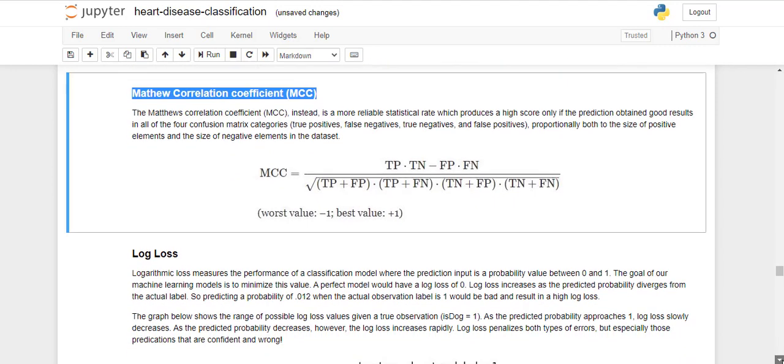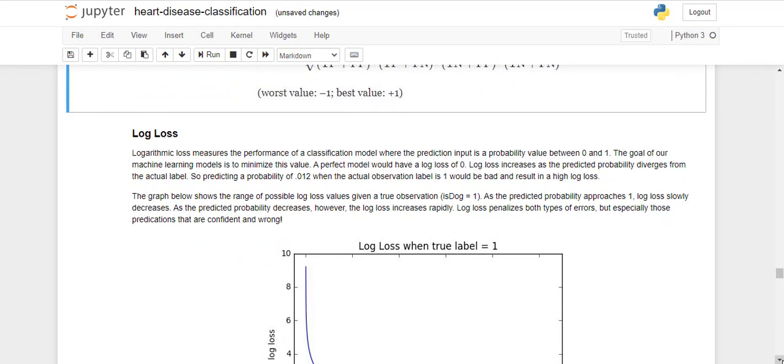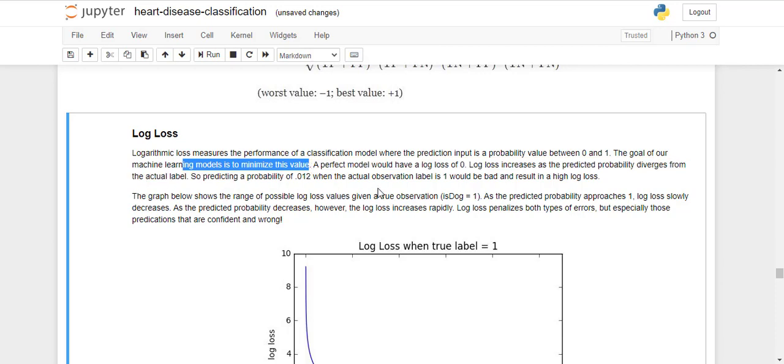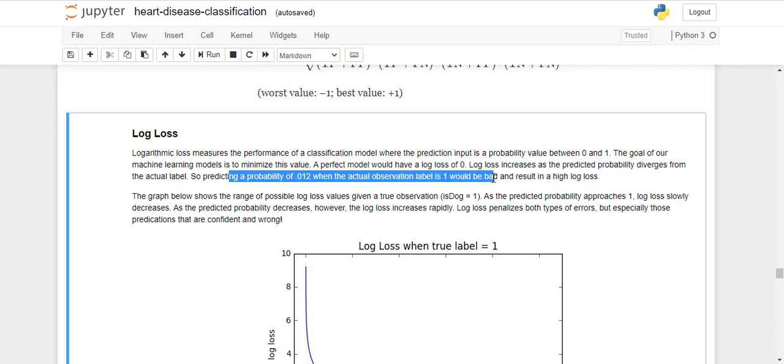Next one is the log loss. Log loss basically measures the performance of a classification model where the prediction input is a probability value between 0 and 1. And the goal of our machine learning model is to minimize this value. Means if you have a perfect model, it should have a log loss of 0. And log loss increases as the predicted probability diverges from the actual label. For example, if you have a predicted probability of 0.12, whereas the actual observation is label 1, then it would be bad and it results in high log loss.